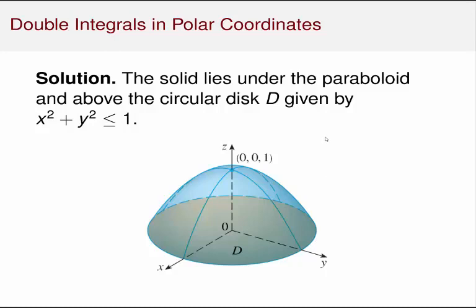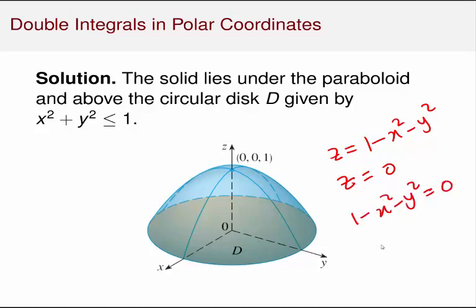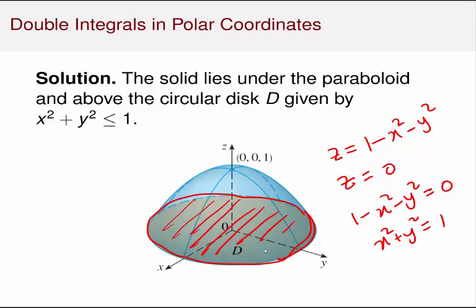If we combine the two equations, z equals 1 minus x squared minus y squared, and the plane z equals 0, we get this equation, which is the equation of a unit circle centered at the origin, which is the boundary of the unit disk given over here. Let us call the bottom surface D. Also, the top surface of the solid is precisely the part of the paraboloid which lies above the xy plane.